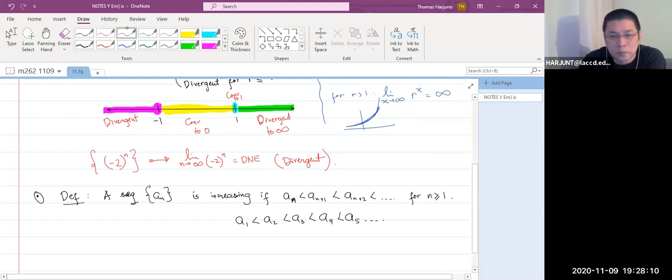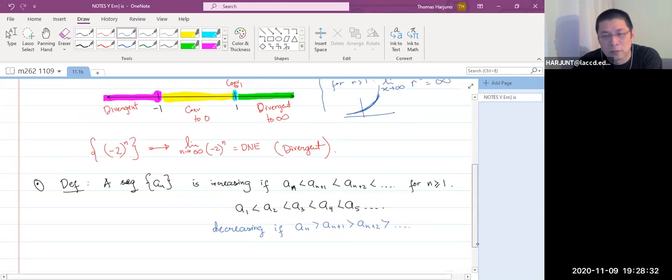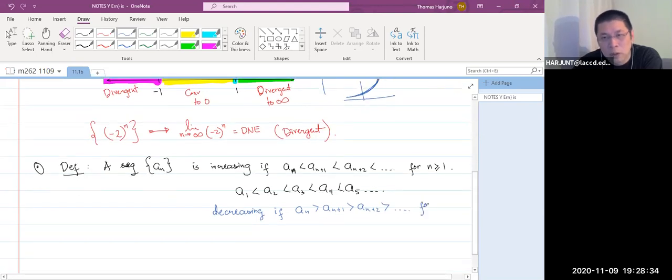Now, similarly, we say a sequence is decreasing if a sub n is greater than a sub n plus 1, is greater than a sub n plus 2, and so on and so forth, for n greater than or equal to 1.